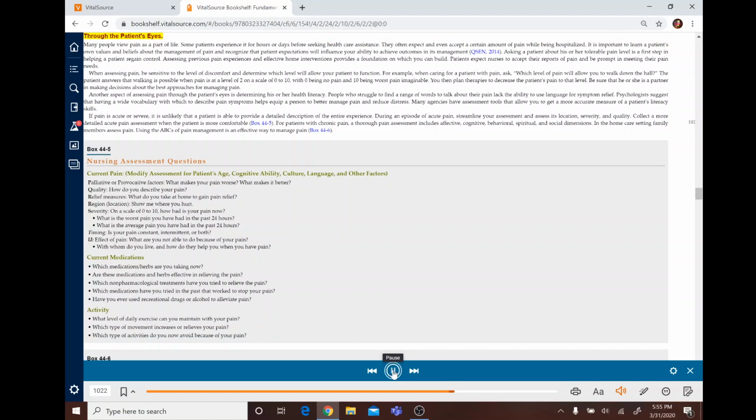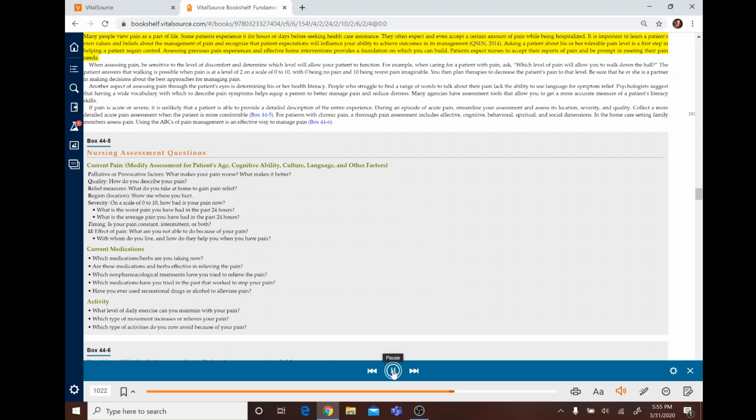Through the patient's eyes. Many people view pain as a part of life. Some patients experience it for hours or days before seeking healthcare assistance. They often expect and even accept a certain amount of pain while being hospitalized. It is important to learn a patient's own values and beliefs about the management of pain and recognize that patient expectations will influence your ability to achieve outcomes in its management. QSEN, 2014. Asking a patient about his or her tolerable pain level is a first step in helping a patient regain control. Assessing previous pain experiences and effective home interventions provides a foundation on which you can build.